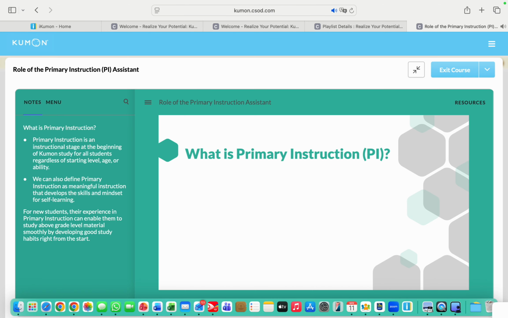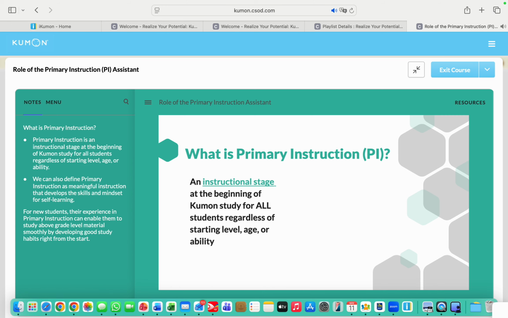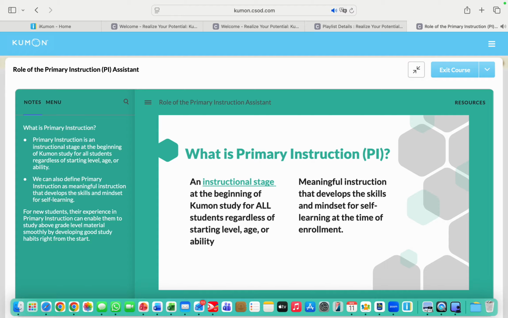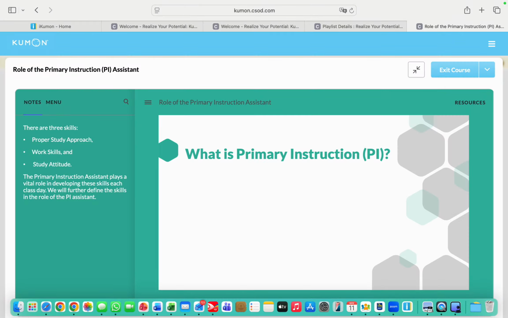What is primary instruction? Primary instruction is an instructional stage at the beginning of the Kumon study for all students regardless of starting level, age, or ability. We can also define primary instruction as meaningful instruction that develops the skills and mindset for self-learning. For new students, their experience in primary instruction can enable them to study above grade level material smoothly by developing good study habits right from the start.